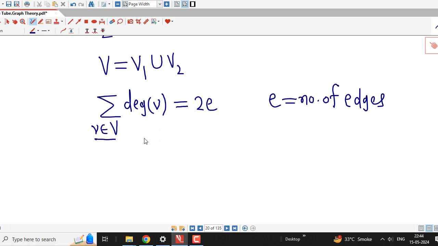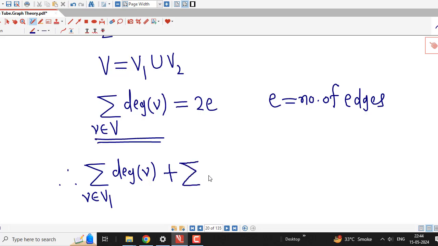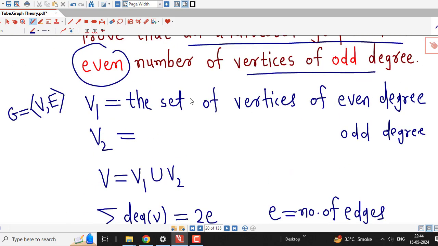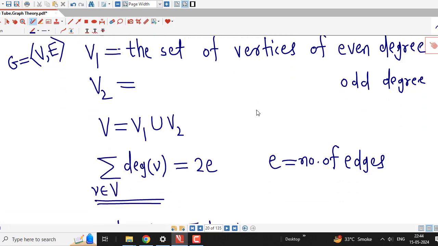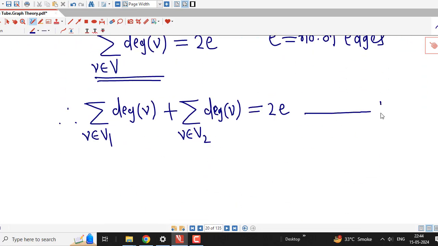Now this summation can be split into two summations, where we consider all those vertices which are in the set V1 and all those vertices of odd degree which are in the set V2, and this is equal to 2 times e. Here V1 is the set of vertices of even degree. So now we can give this equation number 1.